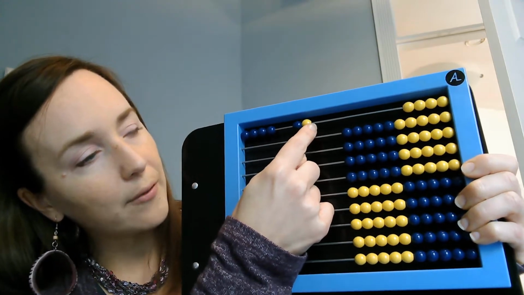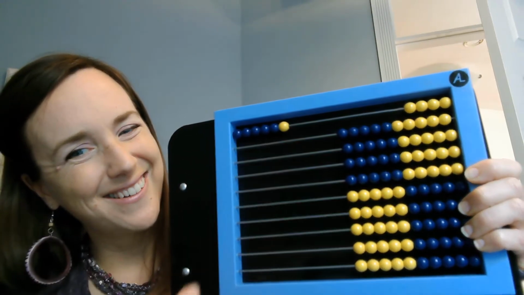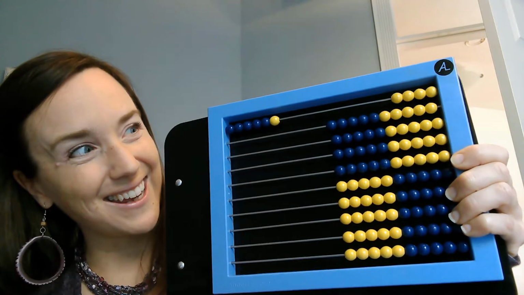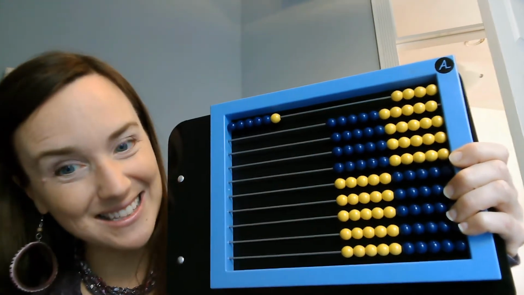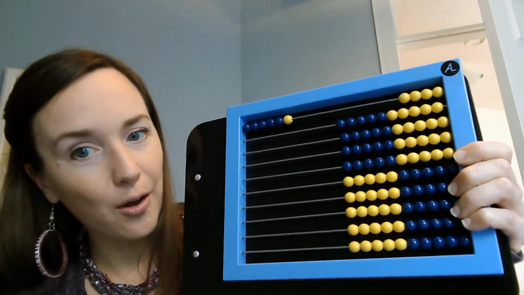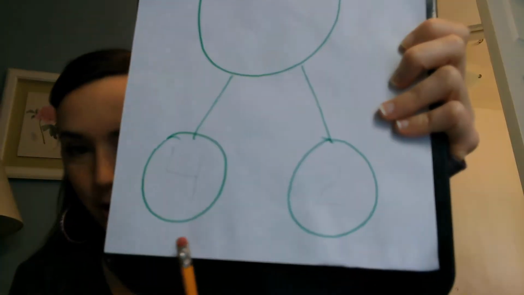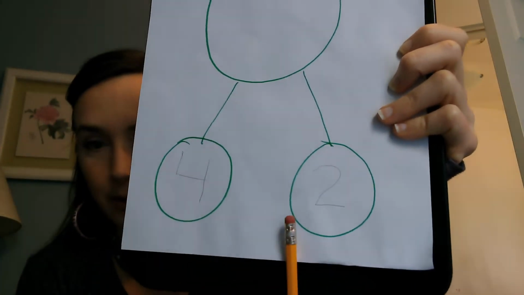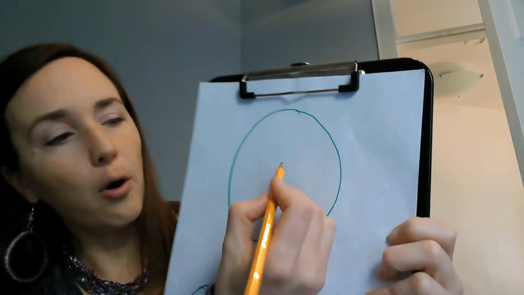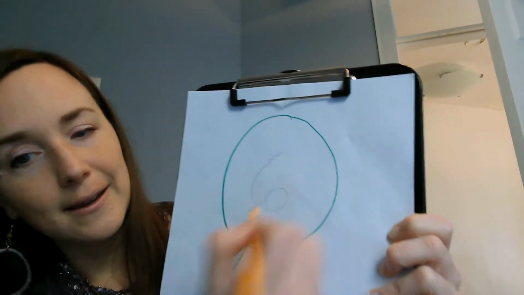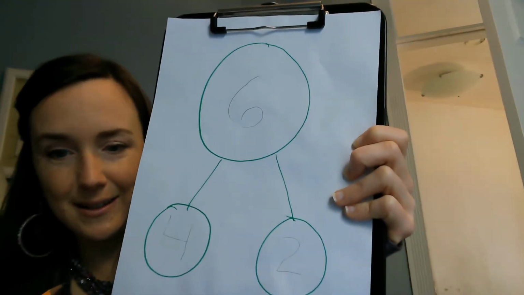So how many do you have all together? You can supersize that, can't you? 6! 6 is the whole. So we would say, so we have our parts 4 and 2, and now the whole is 6.